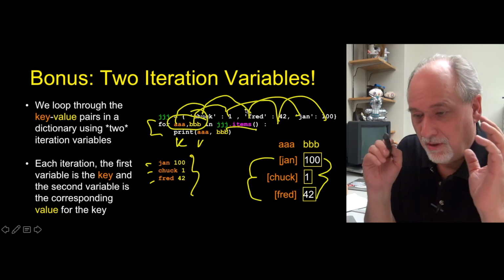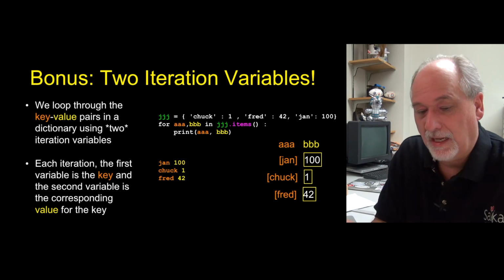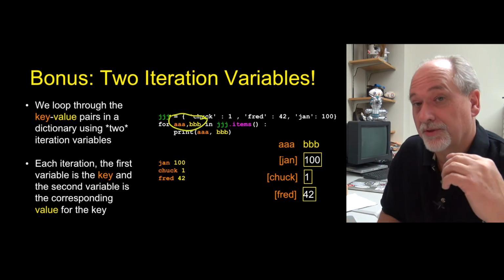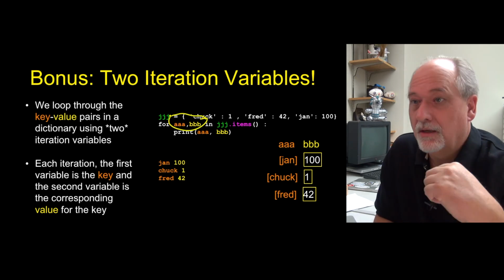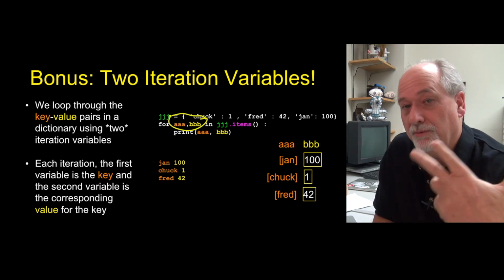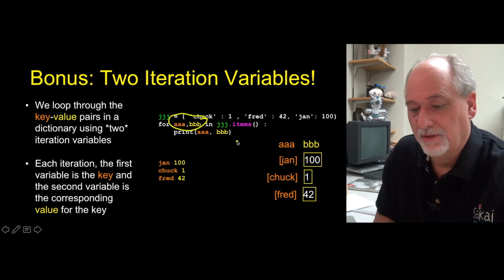If you don't say items, you just get the keys. If you say items, you get the key value pairs, and you have to have 2 iteration variables. If you don't have 2 iteration variables and use items, it'll complain and say, what are you doing? I'm giving you 2 things, and you don't have 2 variables to receive them. So 2 iteration variables and items are basically related.